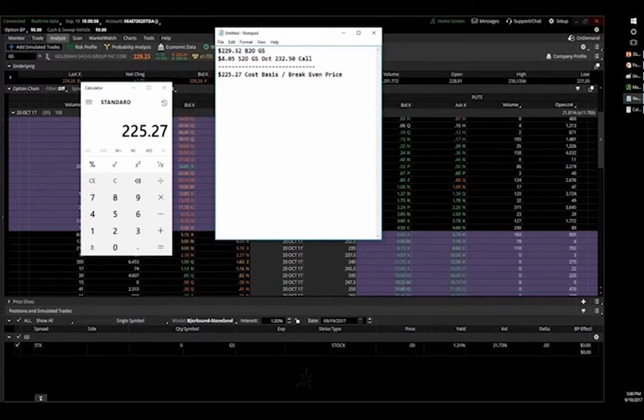Now, where would the max profit occur on this particular trade? The max profit would occur if I get called out at $232.50. So my max reward, otherwise known as profit, would occur at the call out price, $232.50. So if on the third Friday of October, October 20th, I'm above $232.50, I'm going to get called out, and that's where I'm going to make my max profit.